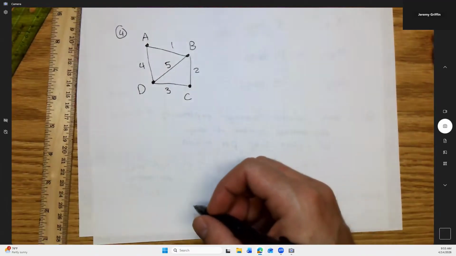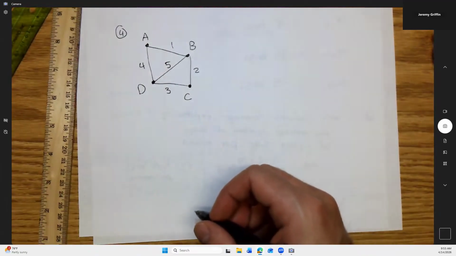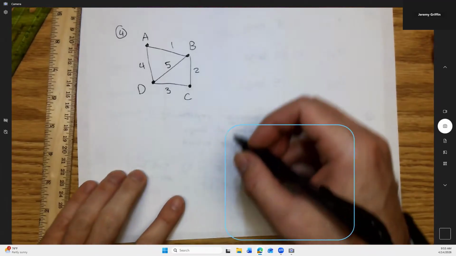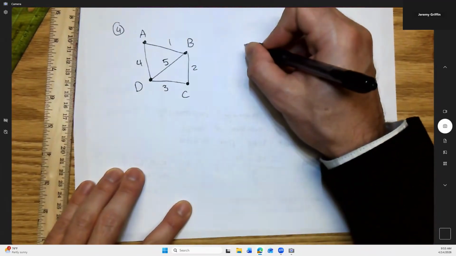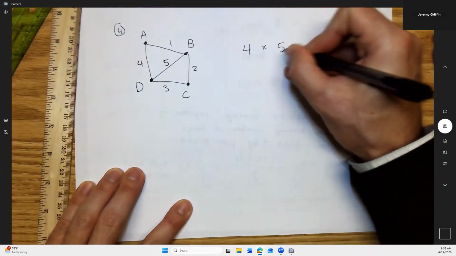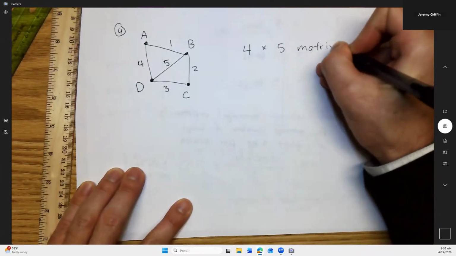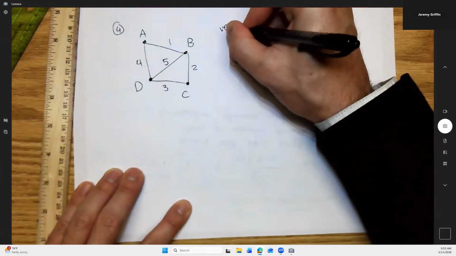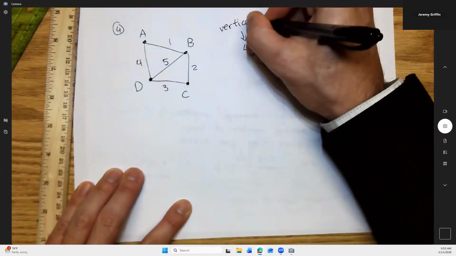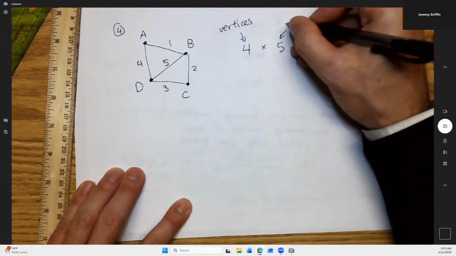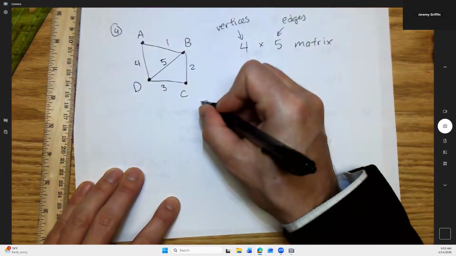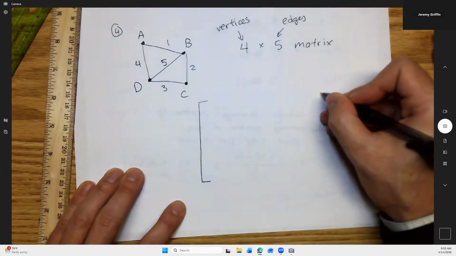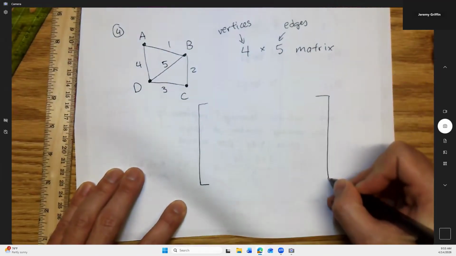All right. So since we have 4 vertices and 5 connecting lines, I need to create, I suppose, a 4 by 5 matrix. 4 refers to the vertices. 5 is, well, I'll call it edges. Okay, I might say it like that. So you need a 4 by 5 matrix. So set up a big old matrix, big old set of brackets.